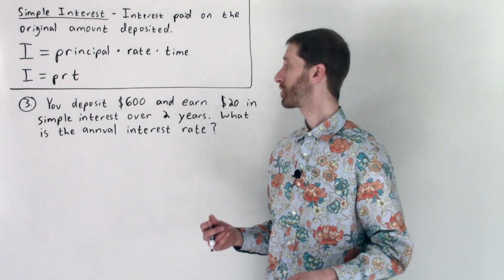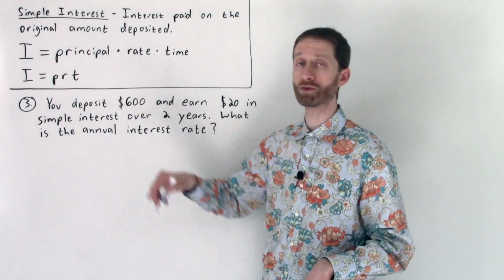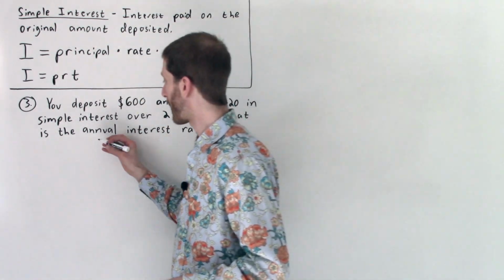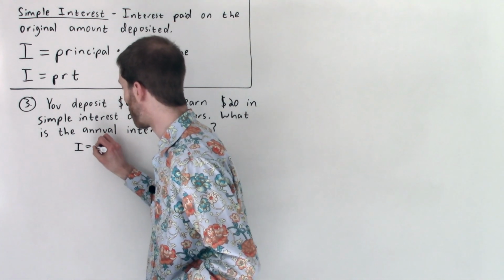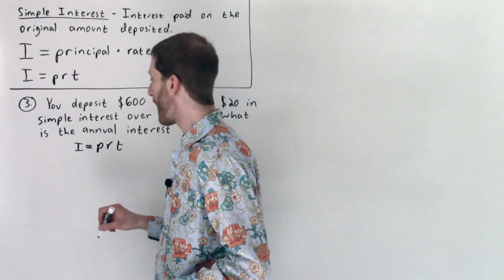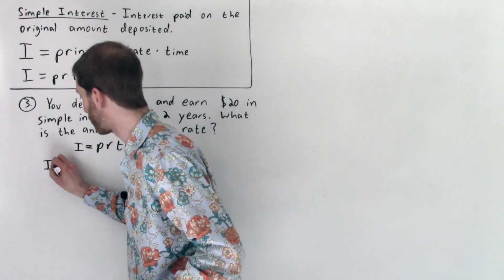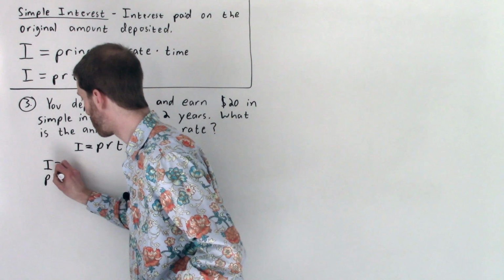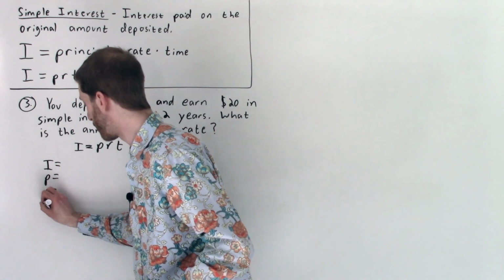Again, we notice the key terms such as simple interest tells us to use that formula right away. So I've got I equals PRT on the mind. I equals, there we go, PRT. And now from there, I'm going to take stock of the information that I have. I, P, R, and then T.